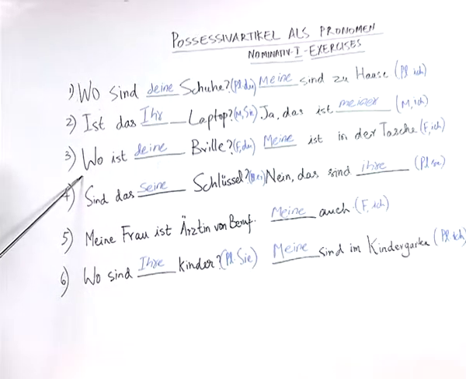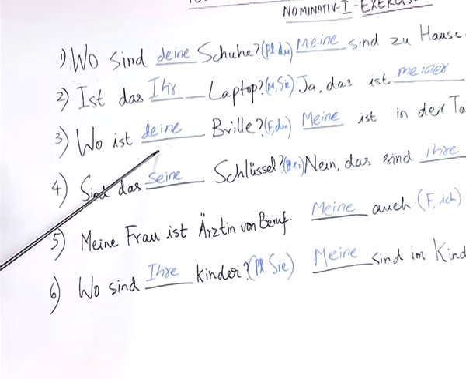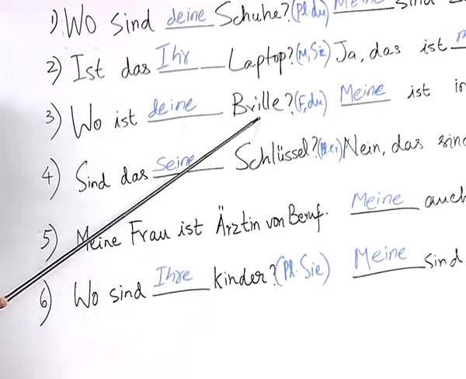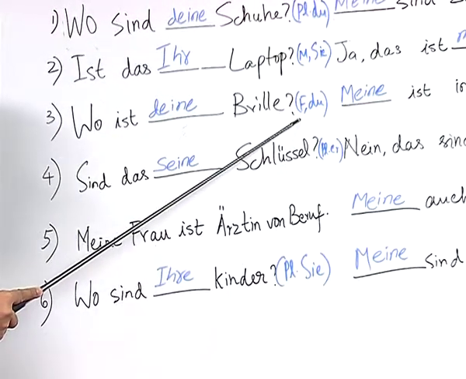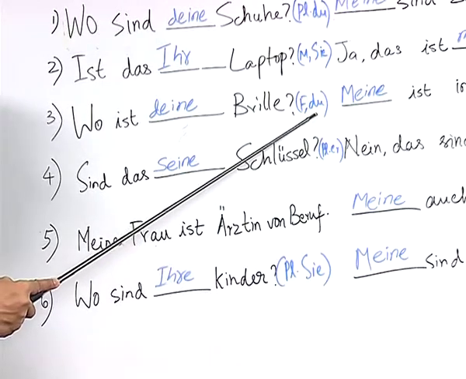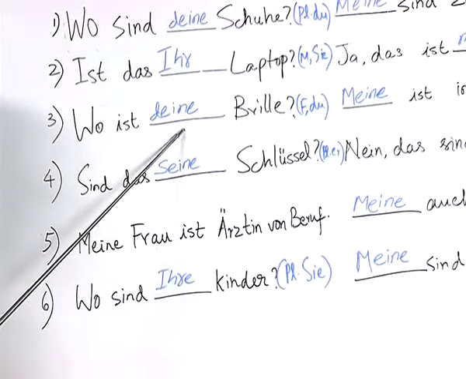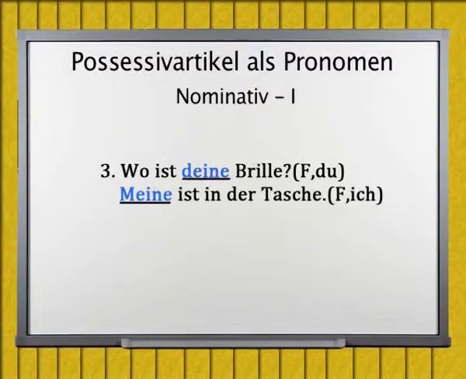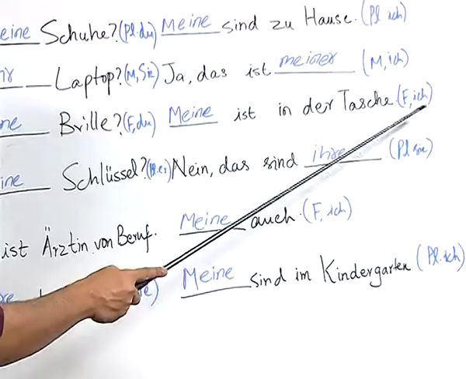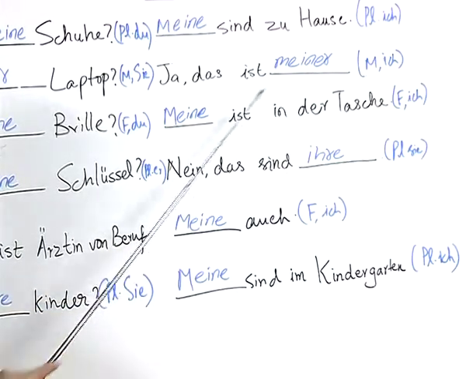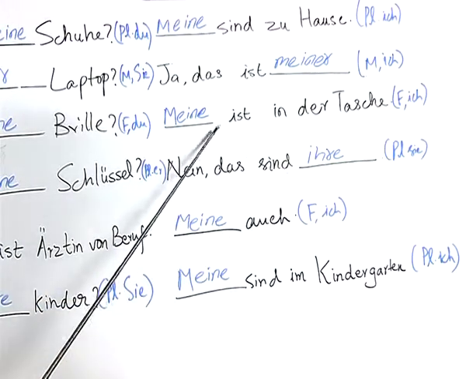Now, for sentence number 3, the student wrote the answer deine Brille, which is the correct answer because Brille carries the article die, which is for feminine gender, and based on the pronoun du, the student wrote the correct ending and the possessive article, which is deine. Based on the Q here in the bracket, the student also wrote the correct answer meine, which is based on the possessive article meine Brille, which is used as a pronoun here.